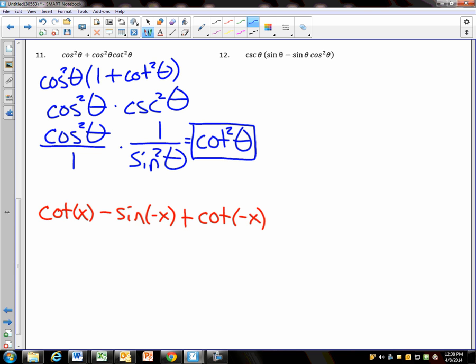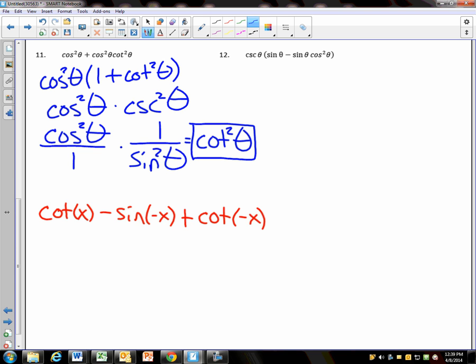Okay, number 12, I think everybody knows we're going to distribute through here. But your attention should be drawn to some type of relationship when you do distribute through. What do you notice is interesting as I multiply through here? What do you notice about the cosecant? It's the reciprocal of sine. And when you multiply two reciprocals, you get 1.